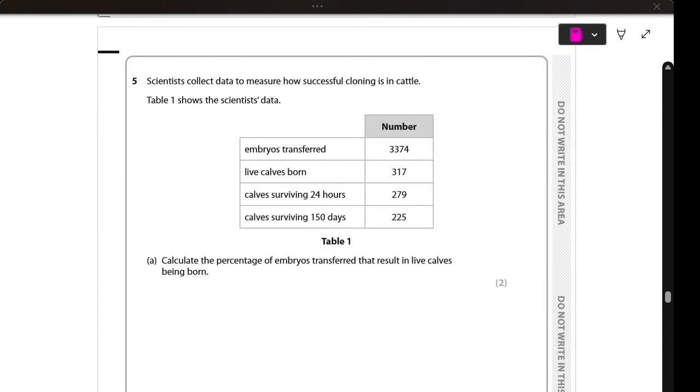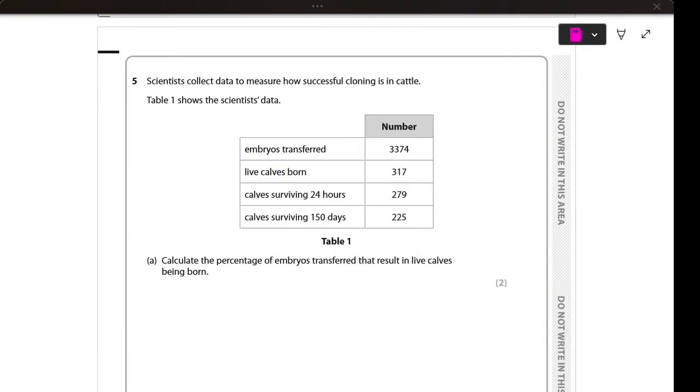Question number 5. They gave us some data collected to measure how successful cloning in cattle was. So there were about 3,374 embryos transferred, and only about 317 of them lived, or live calves were born. And then of those live calves, about 279 survived after 24 hours, and after 150 days, about 225 of them were alive.